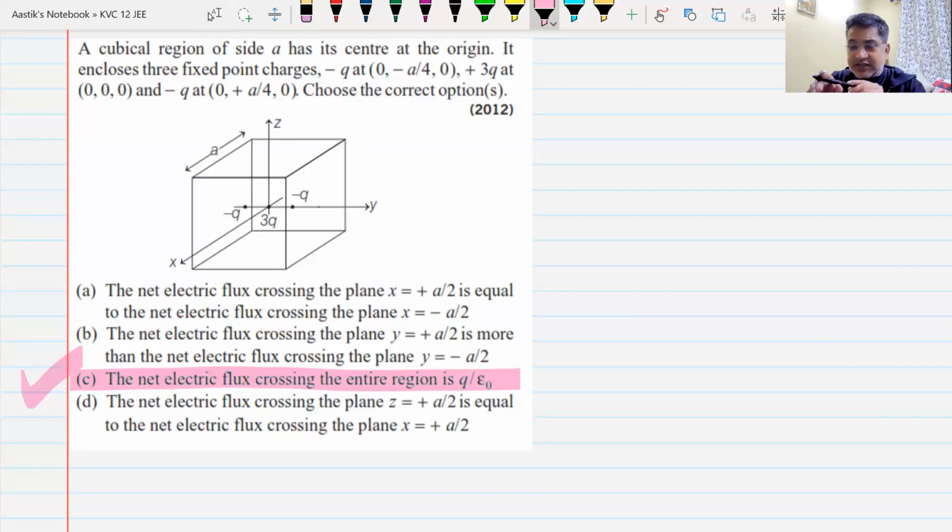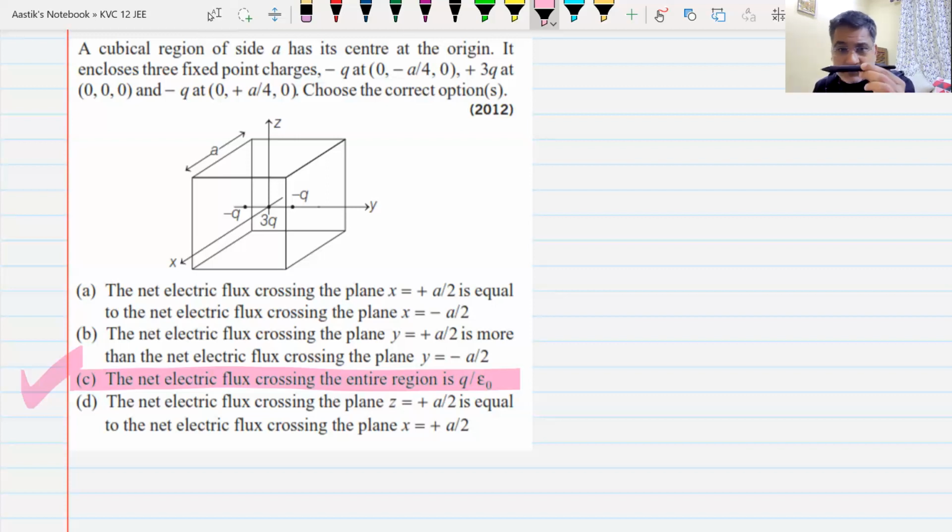Now remember the two charges. This is the center. This is plus a by 4, then this is minus a by 4. Then I will have plus a by 2 and then I will have minus a by 2. They are symmetrical. And remember, because of the central charge, every flux is same, right? Yes or no? Yes, sir. So is this option correct?